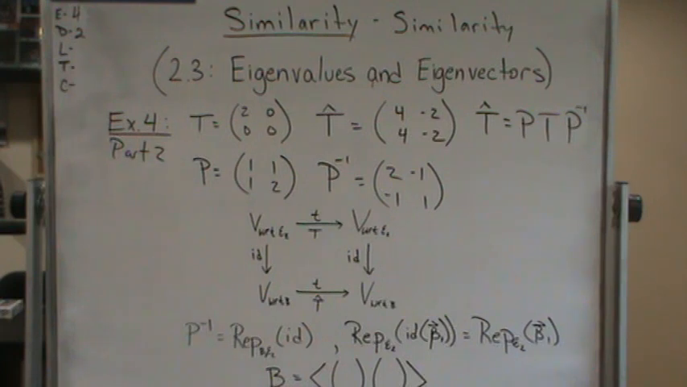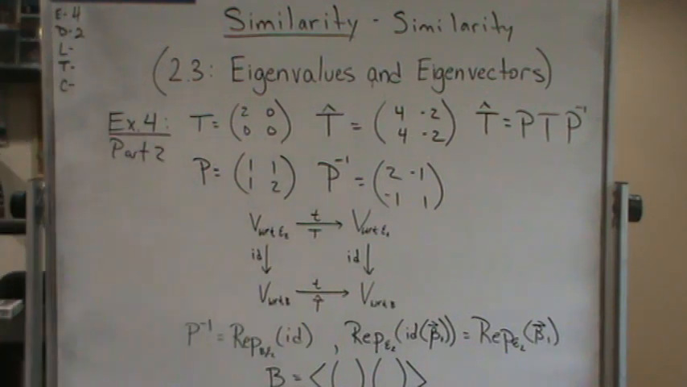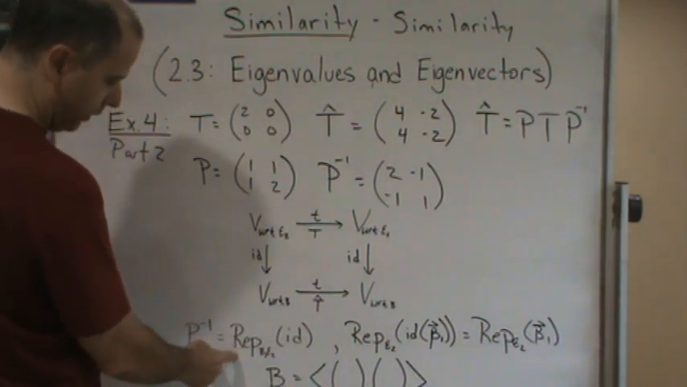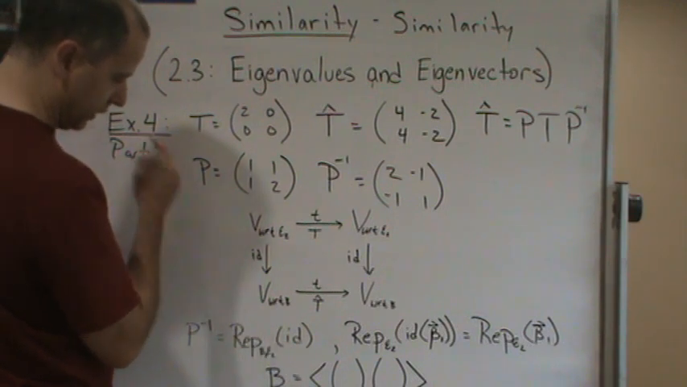Okay, so T hat represents the same transformation as we were talking about before, but with respect to a different basis, B. Now we can find this basis. We follow this diagram up from the lower left to the upper left. That shows that P inverse is equal to the representation from B to epsilon 2 of the identity. So that's going in this direction.